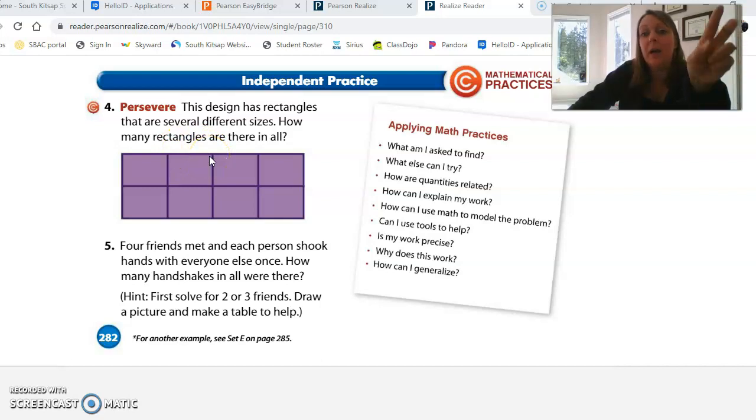Because remember, a square and a rectangle are very close together. So a rectangle can be a square, but a square cannot be a rectangle. But here's 1, 1, 2 by 2, 1, 2 by 2. So there are 3 2 by 2s.